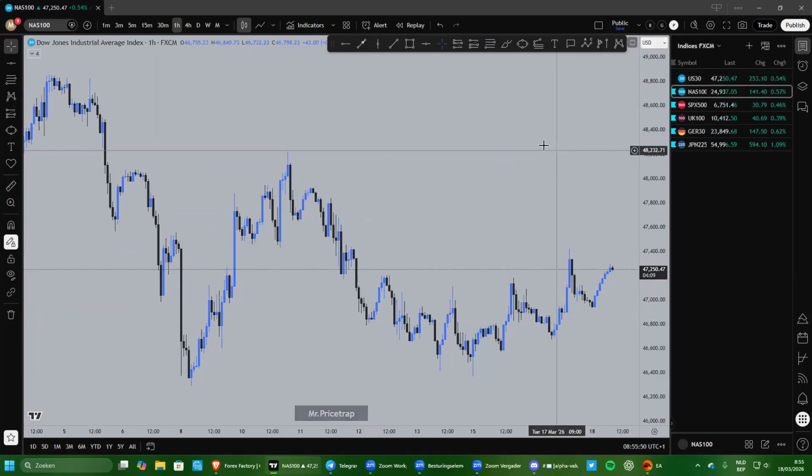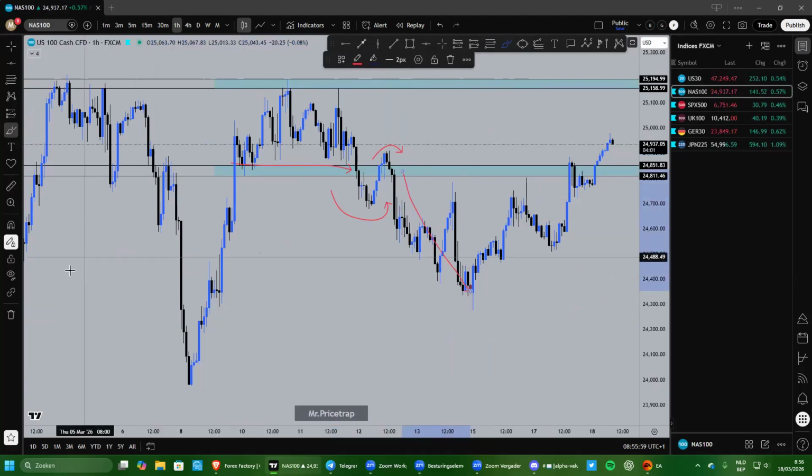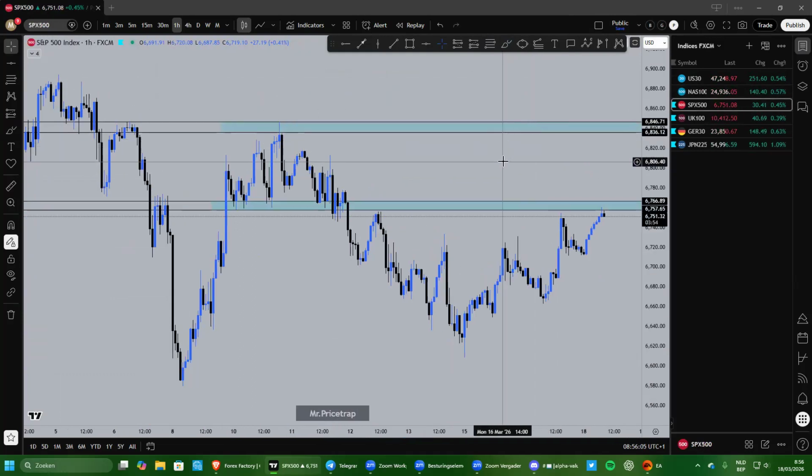So US 30, beautiful breakout retest. NAS 100, breakout retest. Look at that. Come on, man. Lows, breakout, retest, boom. Easy, like 1, 2, 3. I can keep showing you this. Some people say support and resistance doesn't exist.